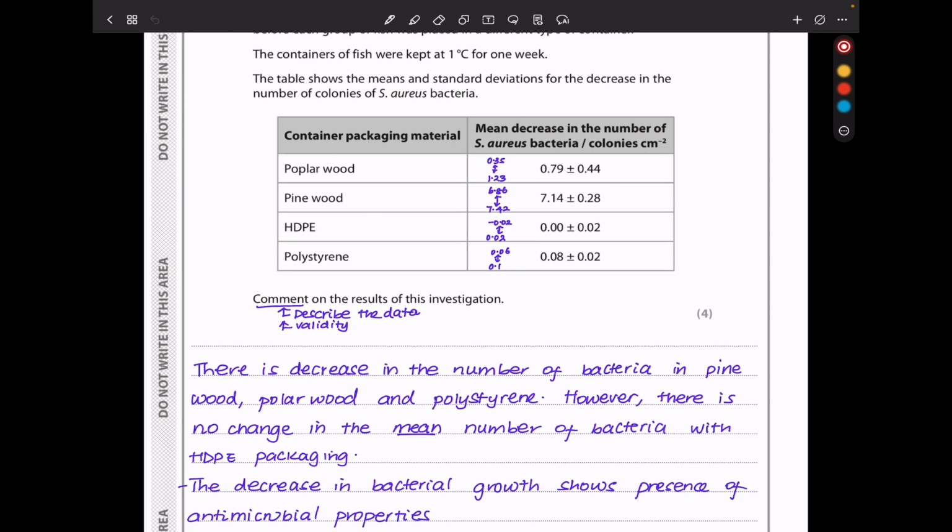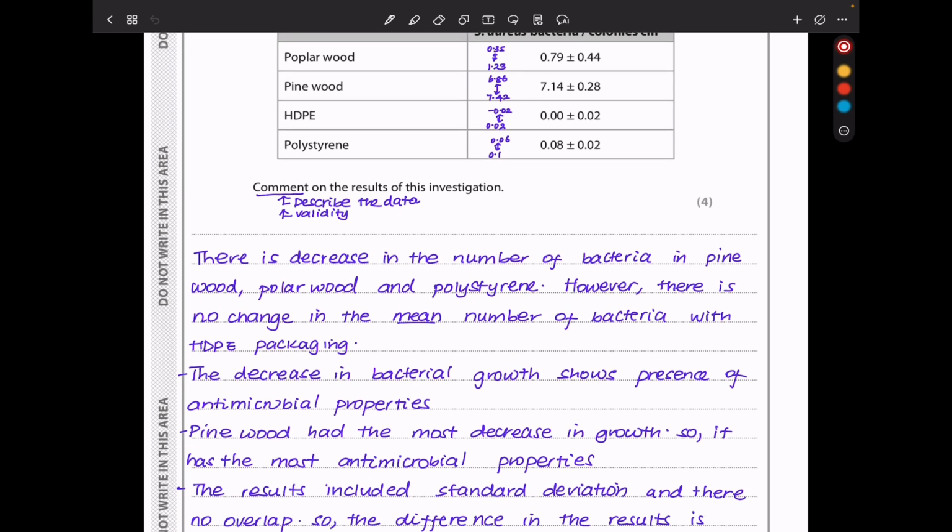So from the table, we have the different packaging materials, as well as the mean values and their attached standard deviations. So here I got the highest and lowest values and compare them to the mean. In this case, to get this one, I got that minus that, and to get this one, I got that plus that. I did the same for all the data until the last one for polystyrene. And here they say comment on the results of this investigation.